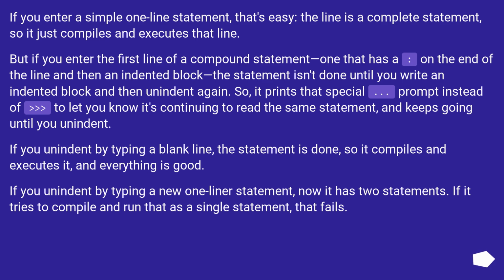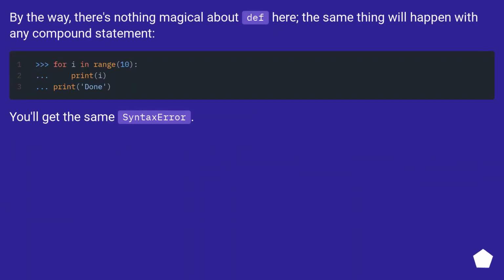If you unindent by typing a blank line, the statement is done, so it compiles and executes it, and everything is good. If you unindent by typing a new one-liner statement, now it has two statements. If it tries to compile and run that as a single statement, that fails. By the way, there's nothing magical about def here, the same thing will happen with any compound statement. You'll get the same syntax error.